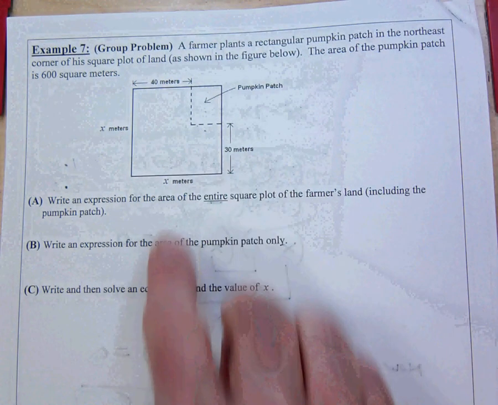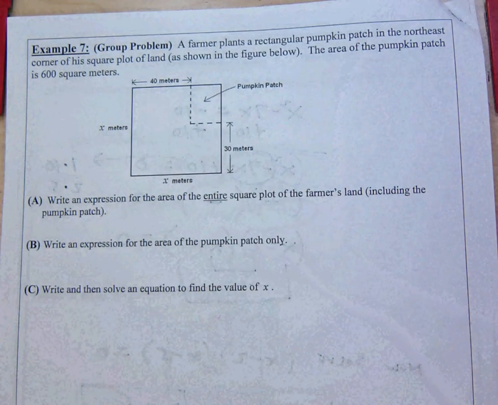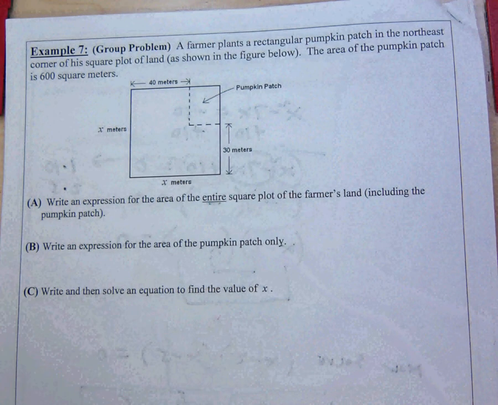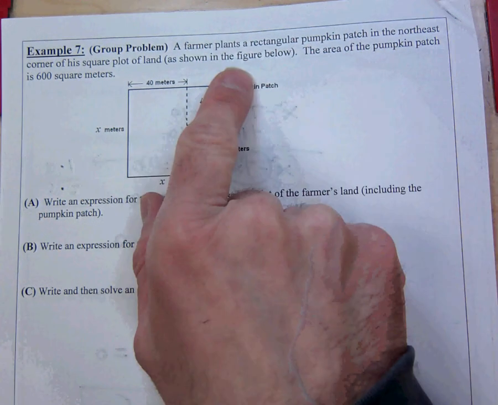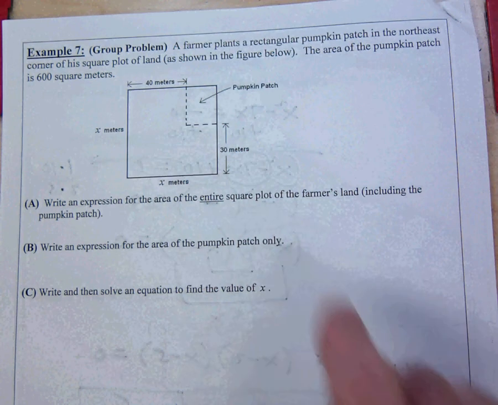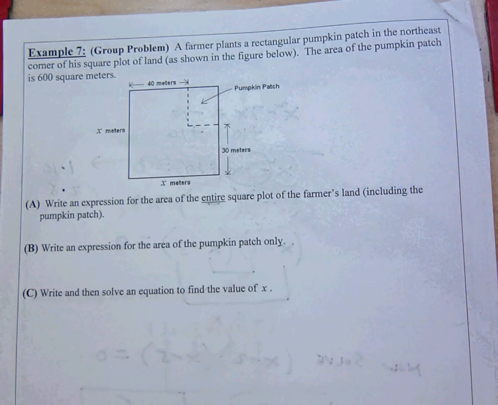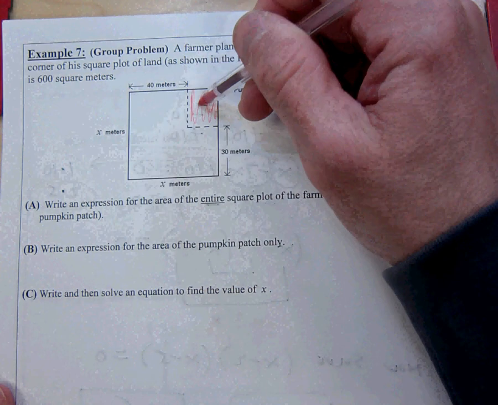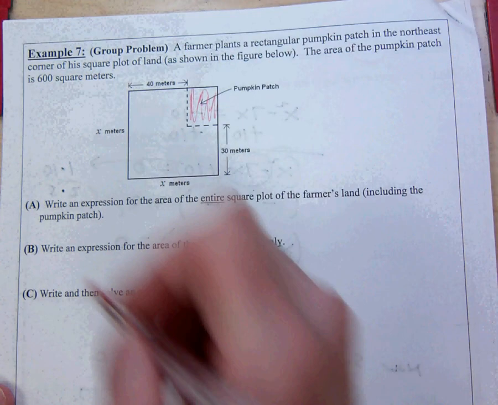Okay, Adi, can you read the directions? Guys. A farmer plants a rectangular pumpkin patch in the northeast corner of the square plot of land, as shown in the figure below. The area of the pumpkin patch is 600 square meters. Okay, so I showed you a picture here. This is the pumpkin patch right here.